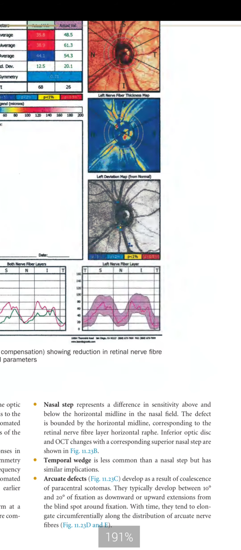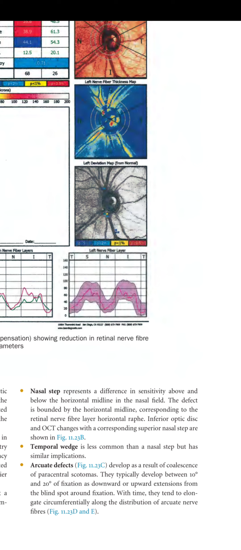Next is a temporal wedge. A temporal wedge is less common than a nasal step but has a similar implication. It corresponds to the nasal step, but on the temporal side.